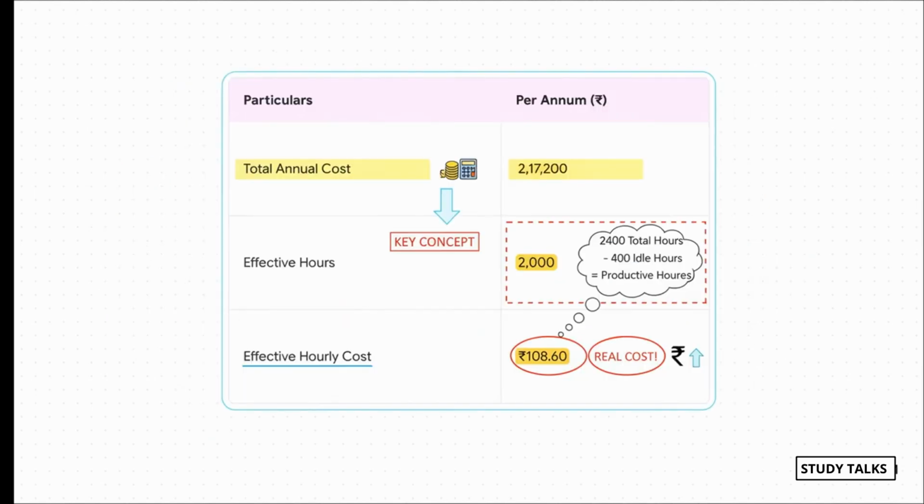So let's solve that puzzle from the beginning. First, we add up the total cost of the employee for the year. Don't forget that employer's PF contribution.